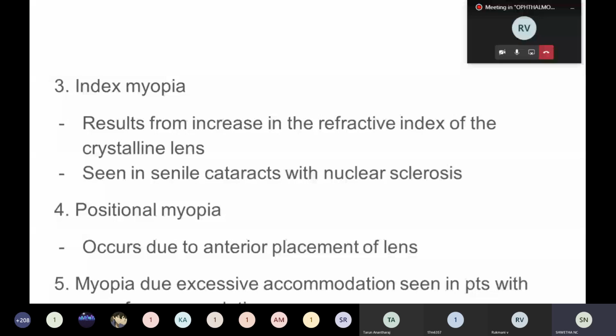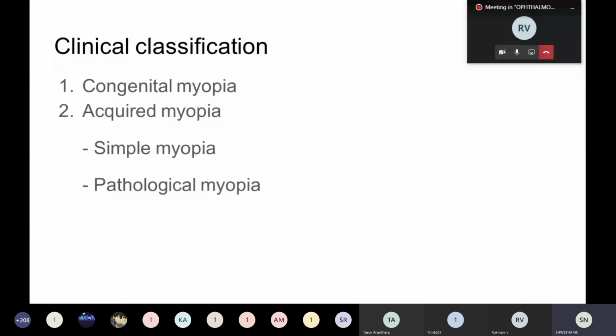And we go for the clinical classification. So that was the etiological, where there was some reason, but here in clinical, how do you classify? When you are seeing a patient, we classify this is a simple myopia, this is a high myopia, this is congenital myopia, or this is a pathological myopia. So we can classify broadly into congenital myopia and acquired myopia. In acquired, we have a simple myopia or pathological myopia. So this is a very simple clinical classification.